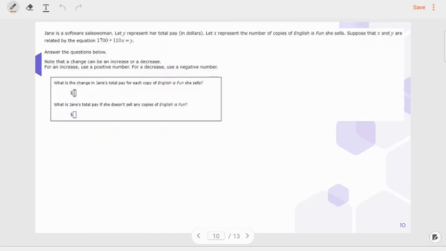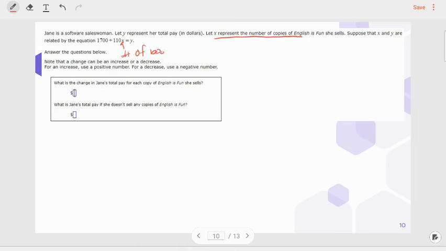Okay, my last couple problems are going to be talking about a few word problems, and they're going to be talking about a few equations. So it says Jane is a software saleswoman, and Y is her total pay. Okay, so if Y is her total pay, we're adding these two numbers to get her pay. X represents the number of copies of English is Fun she sells, and X and Y are related by the equation.